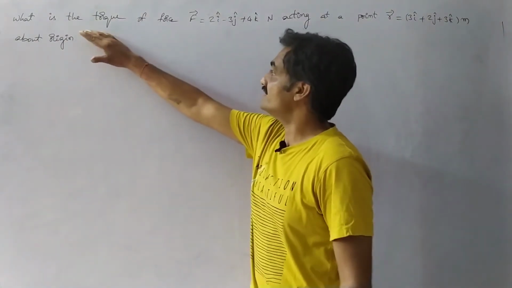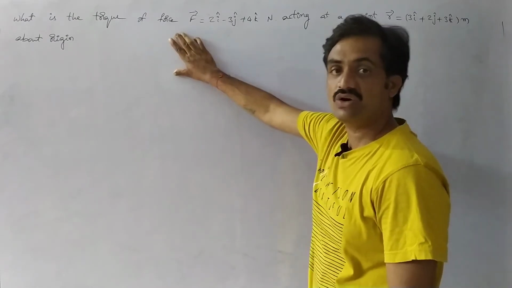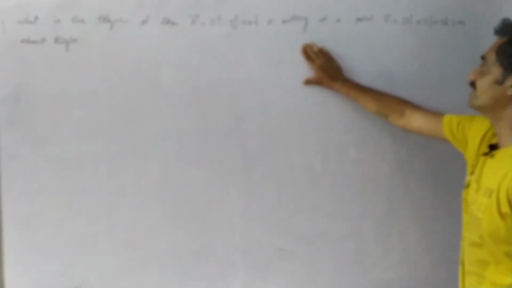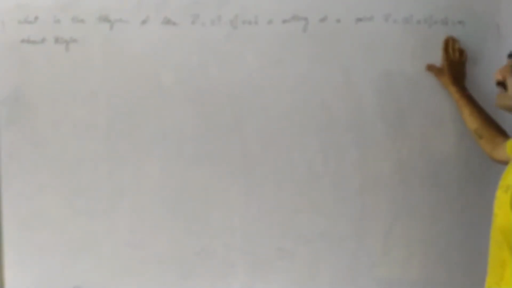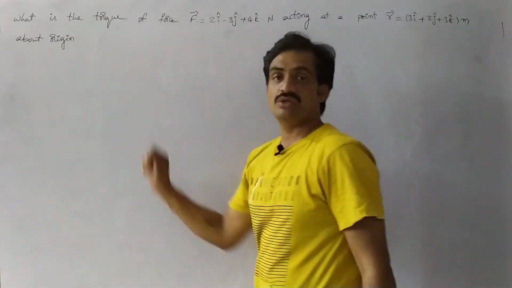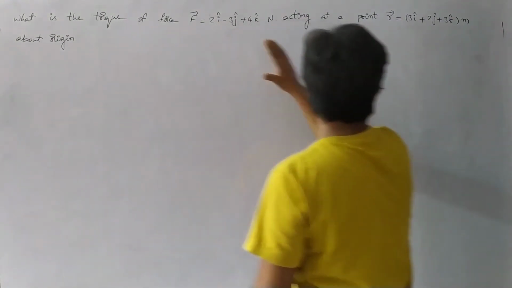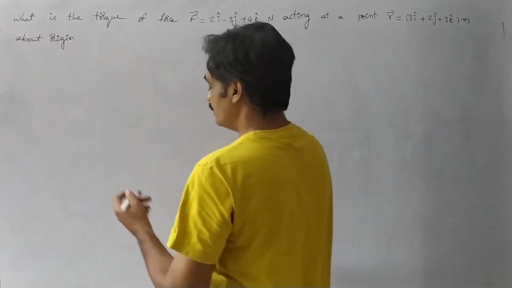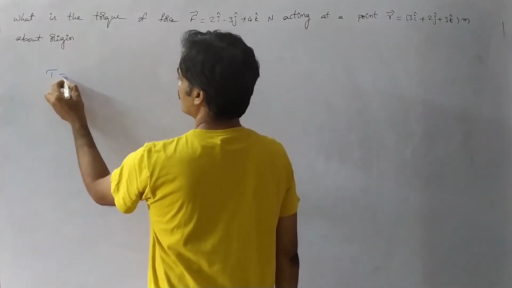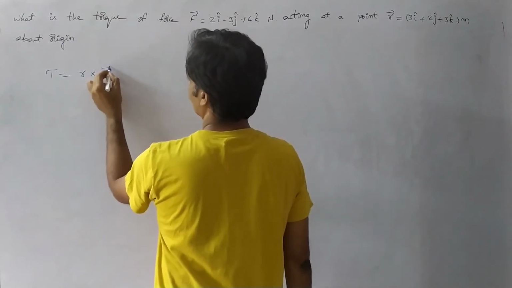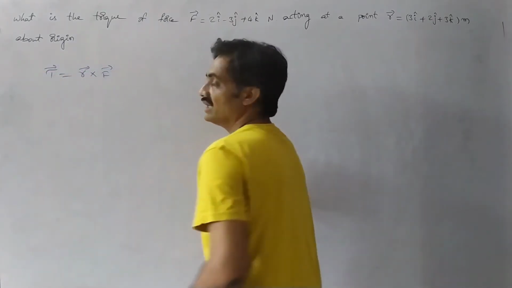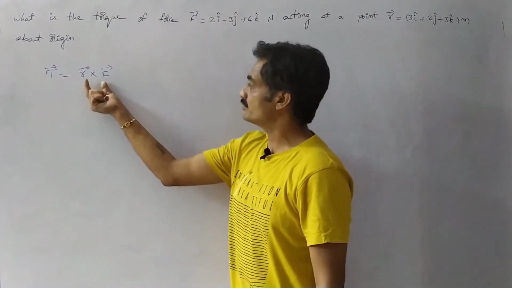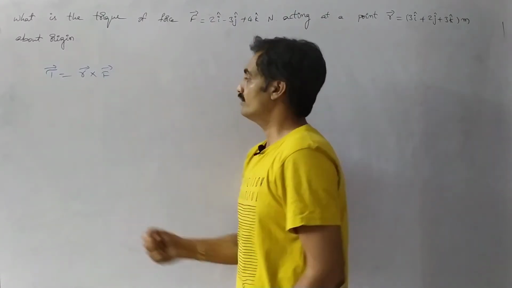The next problem is, what is the torque of a force F = 2i - 3j + 4k Newton acting at a point r bar = 3i + 2j + 3k meter about the origin. So based on this force and position, we have to represent the torque. Here we know that torque is given as tau = r cross F. So now we have to find the cross product of position and force.